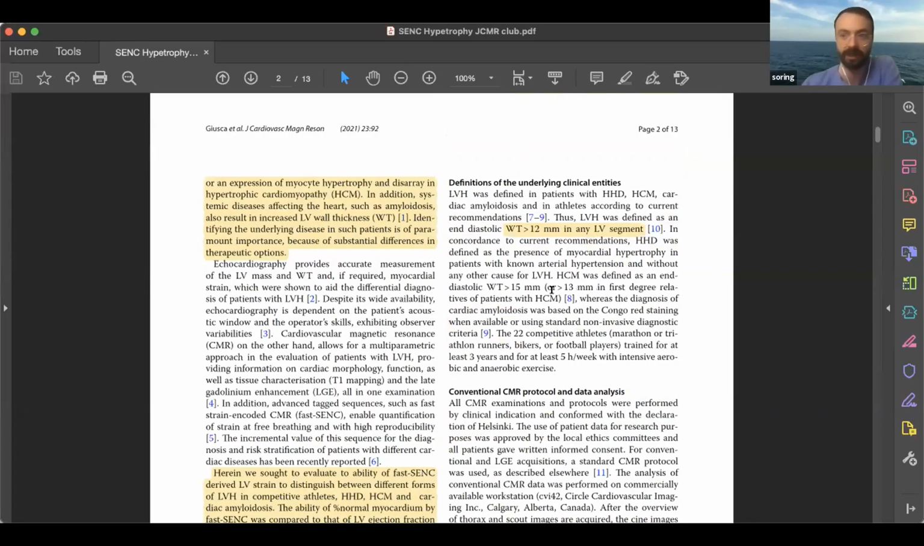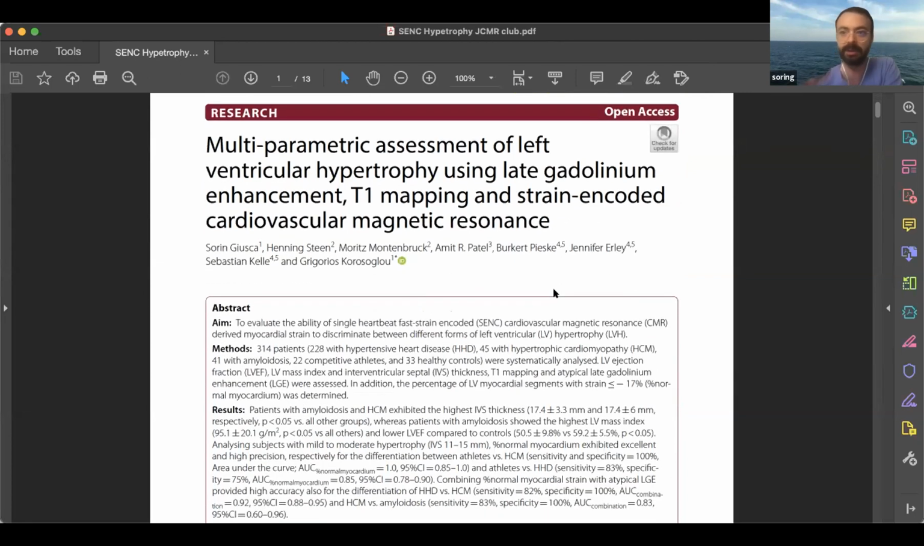Thank you very much. First of all, thank you very much for this invitation. I'm really honored, and on behalf of our working group, we are really honored to be able to present. First, we are really happy that the paper was accepted for publication in JCMR, and now that we are able to present our results in this journal club. So this was a team effort, and I would also like to take the opportunity to thank all my colleagues that worked especially on this project, but there were also other projects involving fast SENC.